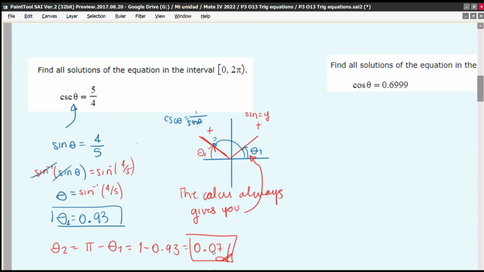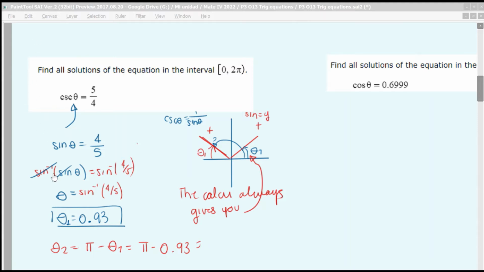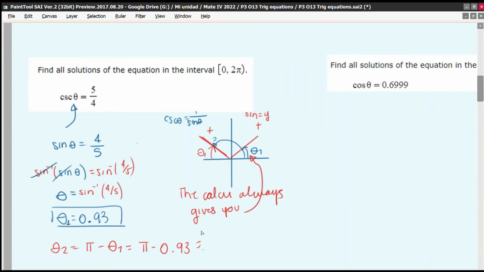Pi minus, I don't know how much is pi minus 0.93. Sorry, guys. So I'm just going to do pi minus answer, and this is 2.21. So these are my two possible answers, the one that lives in my first quadrant and the second one that lives in my second quadrant.